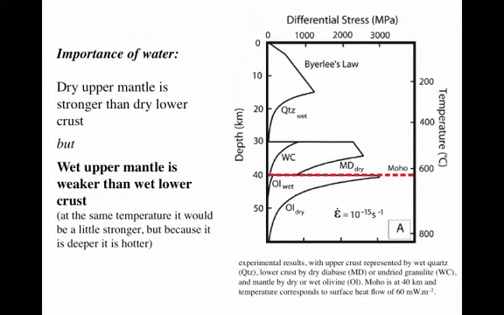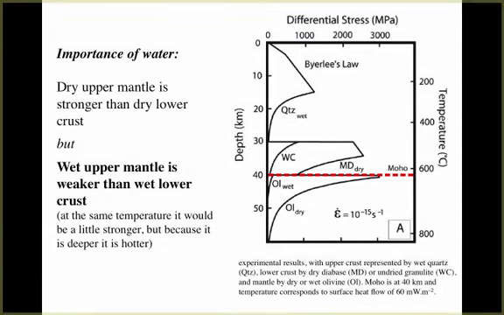Water is also very important. A dry upper mantle, the profile is here, is stronger than a dry lower crust there. But a wet upper mantle here is weaker than a wet lower crust. At the same temperature, it would be a little stronger, but because it's deeper, it's hotter.